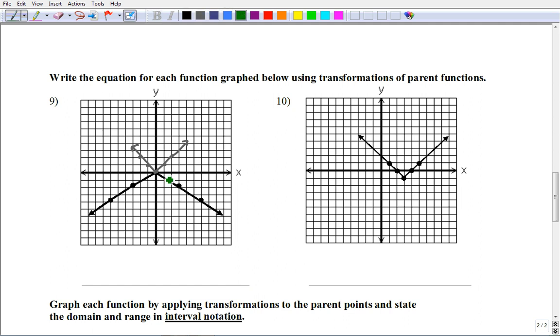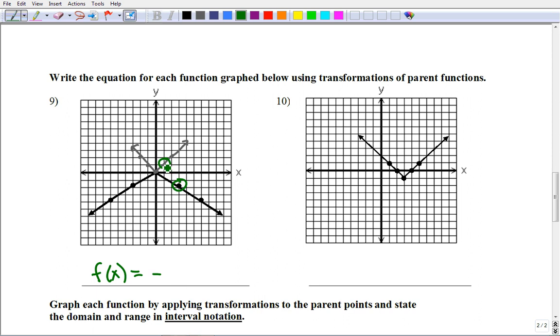Now that we've cleared that up, we're looking for how did this original gray function get to where the black one is. So it didn't move left and right, it didn't move up and down because the vertex did not move. But I can clearly see it got reflected over the x-axis, and this point became this one. So let's write down what we have so far. You could use f of x, you could use g of x, it doesn't matter. F of x equals, okay, I know that it got reflected over the x-axis, so there will be a negative in the front.